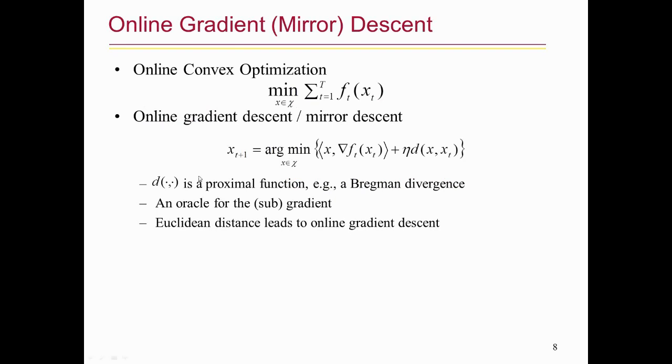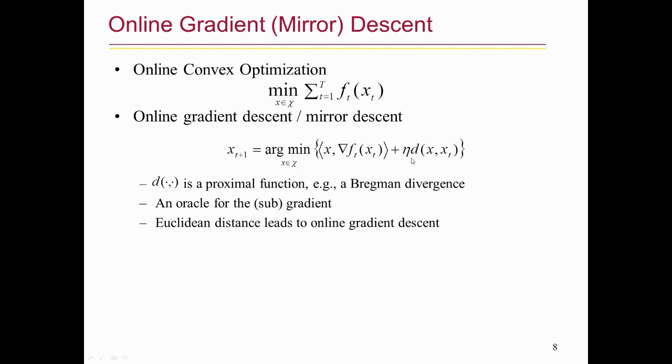So the way you find your next portfolio, or your next parameter of the classifier, is you come up with a linearized version of your function. You take the gradient of your function at that particular point, and you have an inner product with your unknown thing, and you want your unknown thing to stay close to the previous day's portfolio. That's all you're trying to do.